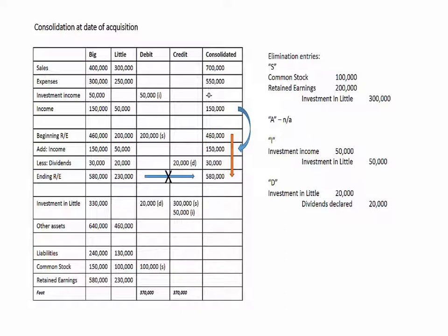Again, if we had added across ending retained earnings, we'd have $580,000 plus $230,000 is $810,000, which is obviously incorrect. So anytime we're getting a subtotal or a total, we always work our way down the consolidated column. Once we compute ending consolidated retained earnings, we immediately transfer that down to the balance sheet as ending retained earnings. I stress doing that immediately because there's a real risk that, in this case, I've aggregated all of the assets into a single other assets amount, and I've aggregated all the liabilities into a single liabilities number.